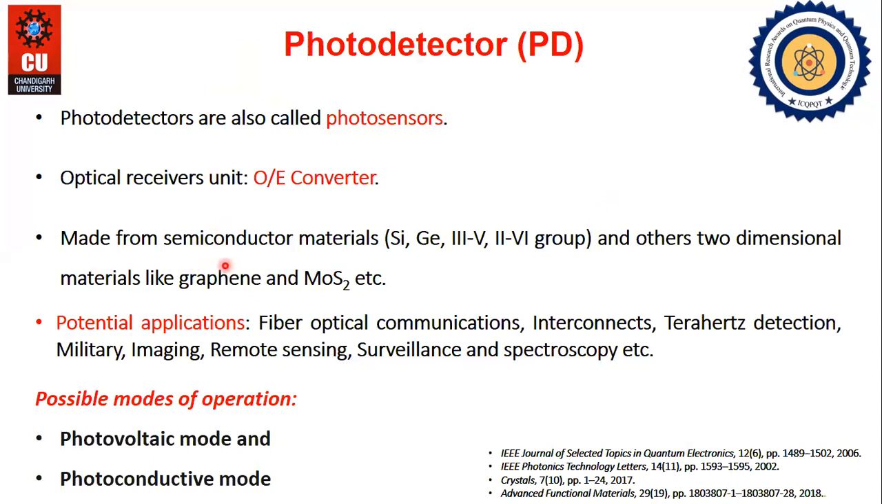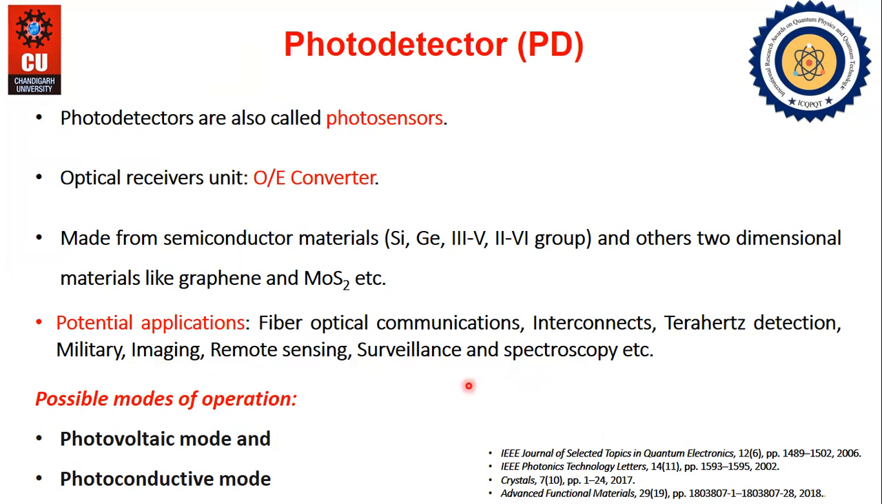Photodetectors are made from semiconductor materials such as silicon, germanium, third-fifth group materials, second-sixth group materials, and nowadays we are using two-dimensional materials like graphene and molybdenum disulfide. Photodetectors found their potential application in fiber optic communication. They can be used as interconnects, to detect the terahertz range, and in military, imaging, remote sensing, surveillance, spectroscopy, etc.